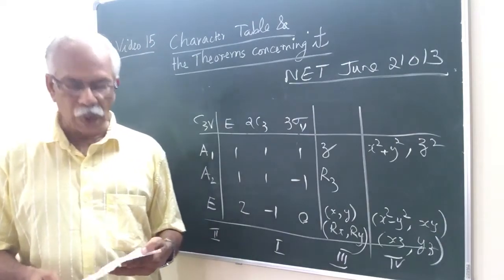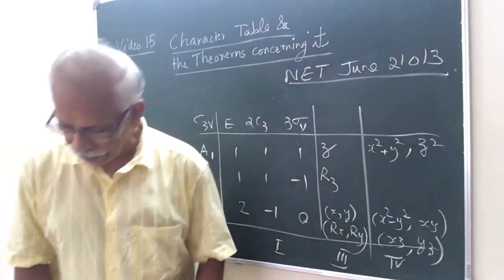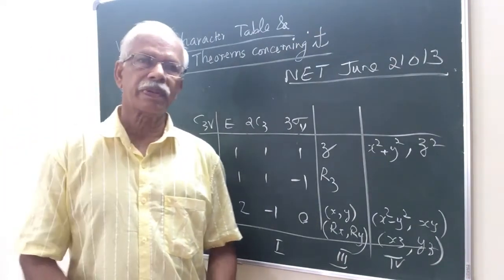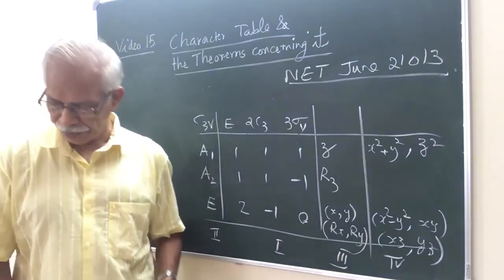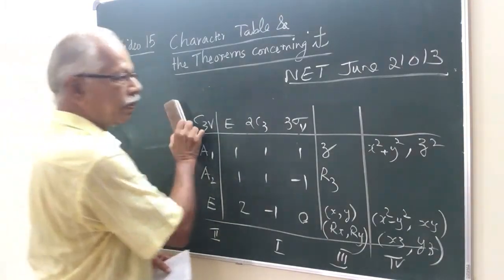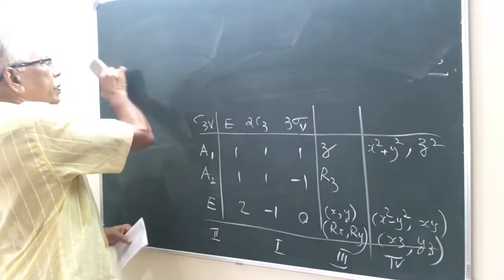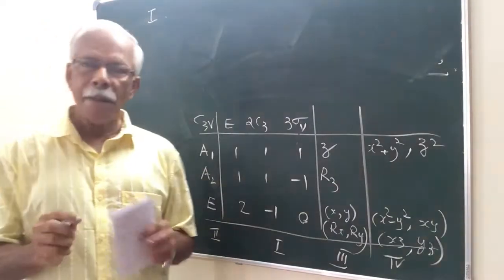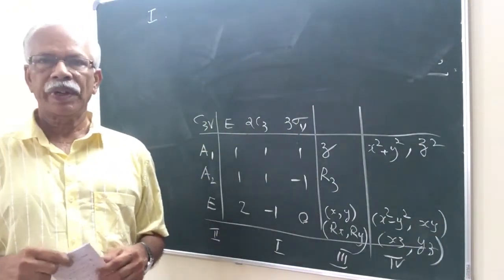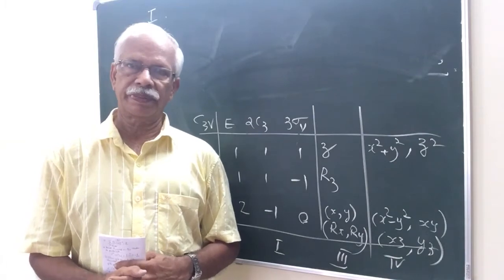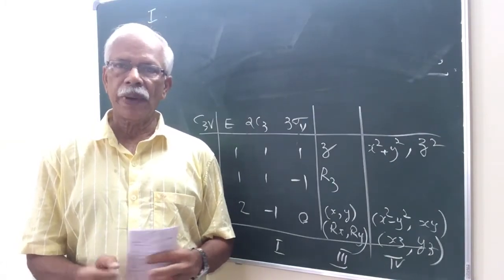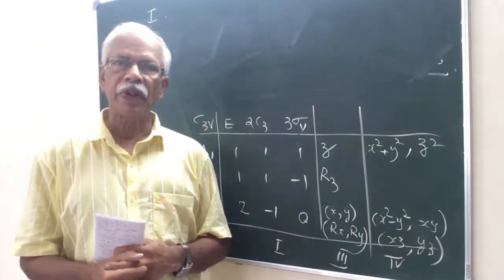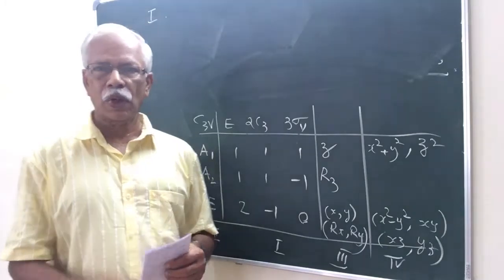Now we can go to the theorems concerning any character table. There are 5 theorems pertaining to any character table. I shall list these one by one. Theorem 1: the sum of the squares of the dimensions of the irreps of a particular molecular point group will be equal to the order of the group.